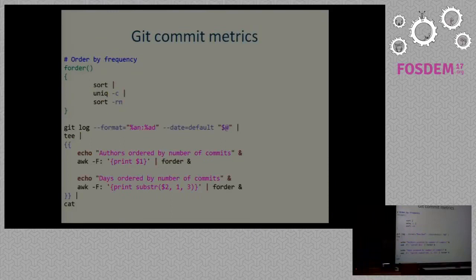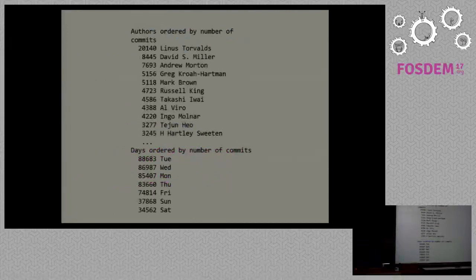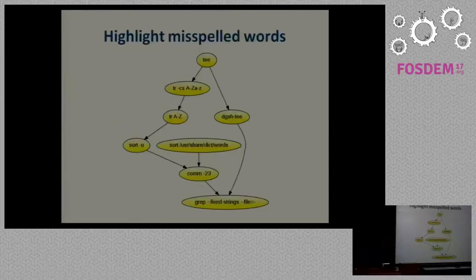So here I have a function that prints the number. I run log for the authors and the dates. With tee, I fan out to two processes, one for the authors and one for the days. And with cat, I join them again. If I run this on the Linux kernel, I get a list of authors and a list of days where most commits happen. It appears that for some reason Tuesday is the day where we feel most productive.